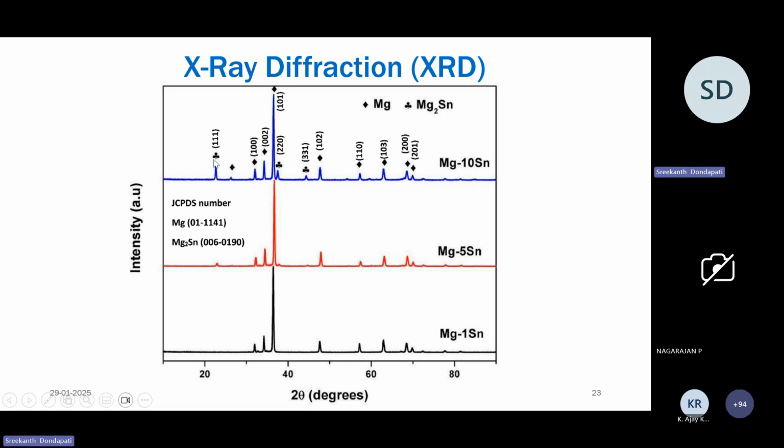You can clearly see this particular Mg2Sn peak in the case of magnesium with 5 tin and magnesium with 10 tin. Of course, we are not able to see it in magnesium 1 tin. Probably the content of Mg2Sn is very low, so it is maybe below the detection level of XRD, and we are not finding the peak of Mg2Sn.